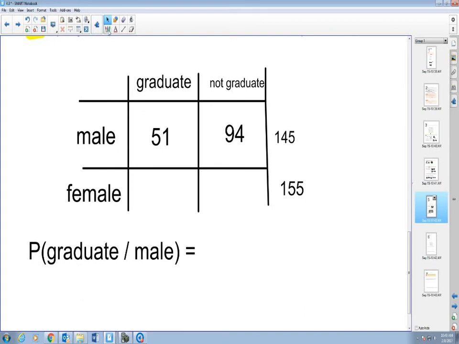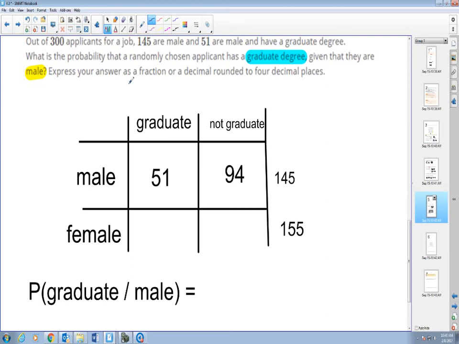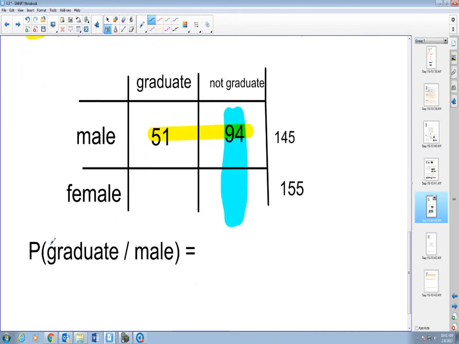So let's look at male. First event, male. 145, male. Given that it has a graduate degree. So this right here, 94, is in green. Well, I highlighted it twice. So that means you got to be male and graduate degree, 94 out of, all right, what do I divide? The first event, which is male, 145.